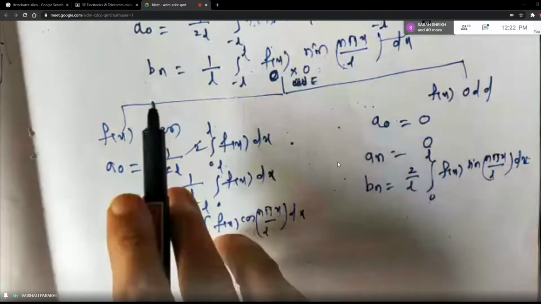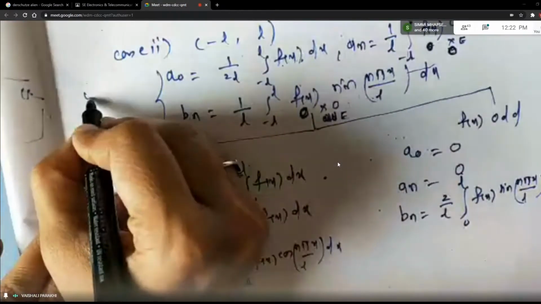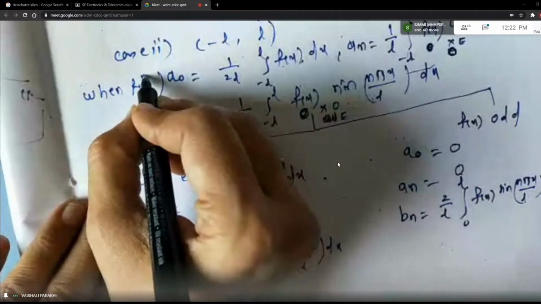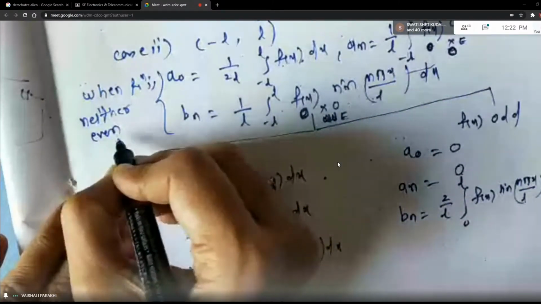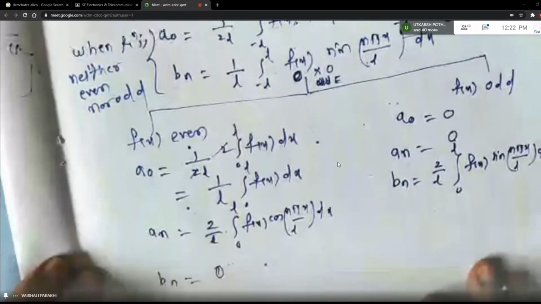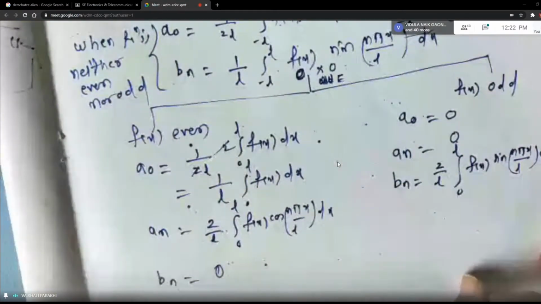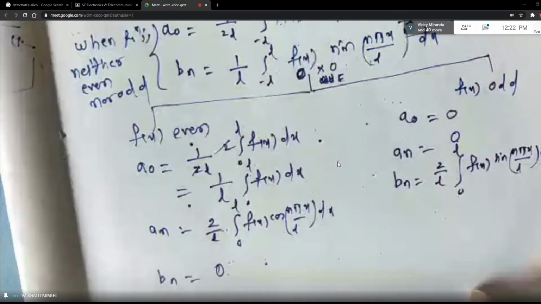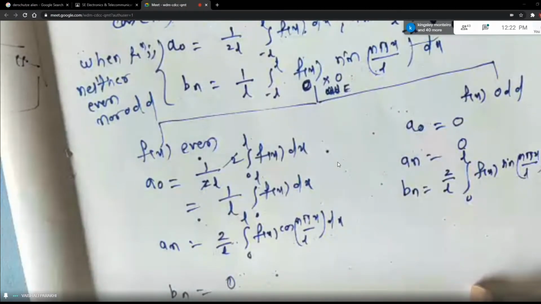And when the function is neither even nor odd, then you have to use the first set of formulas. If the function is even, then Bn becomes 0. When the function is odd, a0 and an become 0. No need to calculate, directly you can write. Okay. All of you understood how these formulas are created.